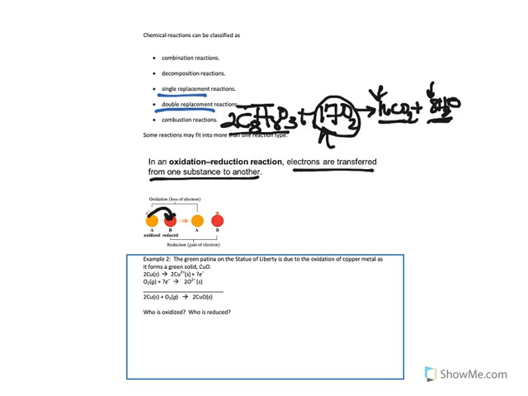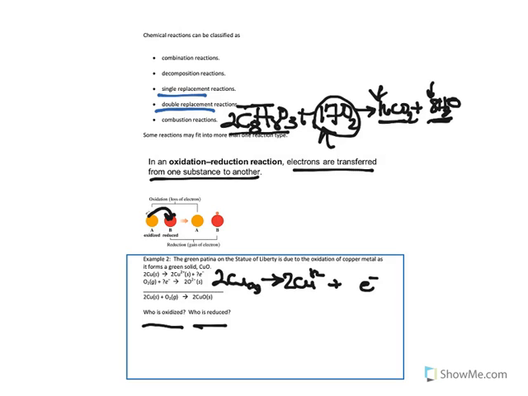Example 2. The green patina on the Statue of Liberty is due to the oxidation of copper metal as it forms a green solid, copper oxide. In the following equation, who is oxidized and who is reduced? In the first example, we have two solid copper atoms. They are forming two copper ions, each one with a charge of +2, plus some number of electrons.